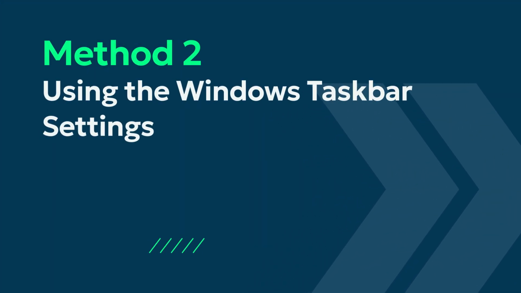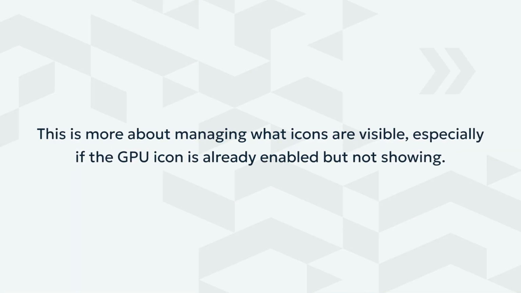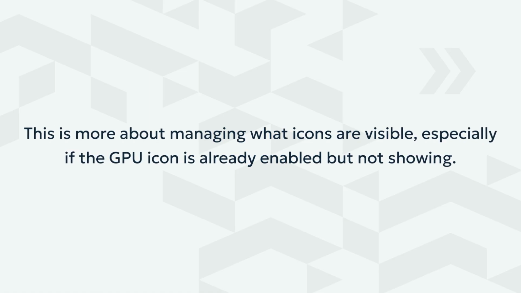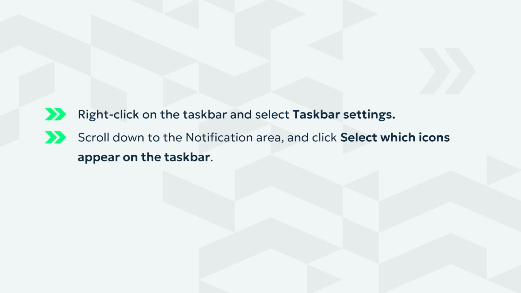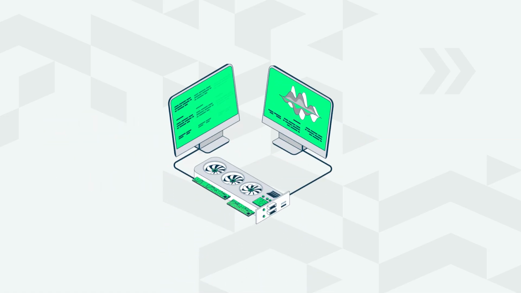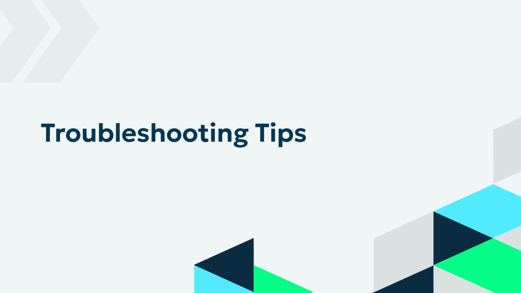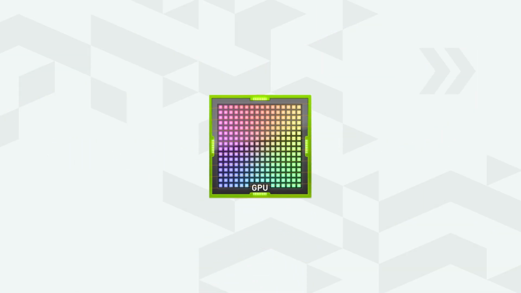Using the Windows taskbar settings. This is more about managing what icons are visible, especially if the GPU icon is already enabled but not showing. Right-click on the taskbar and select Taskbar Settings. Scroll down to the notification area and click Select which icons appear on the taskbar. Find NVIDIA GPU Activity and toggle it on or off. This method is also useful if you're managing multiple machines and prefer centralized taskbar settings via script or group policy, GPO.